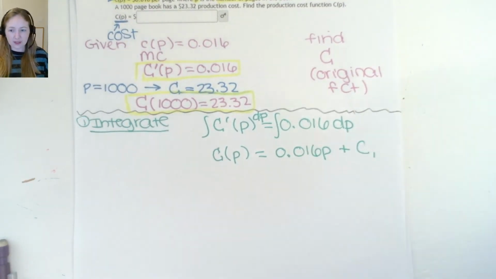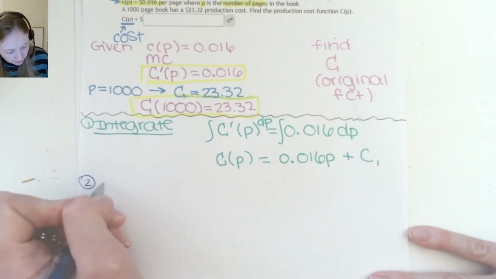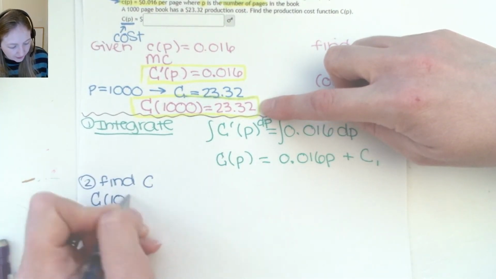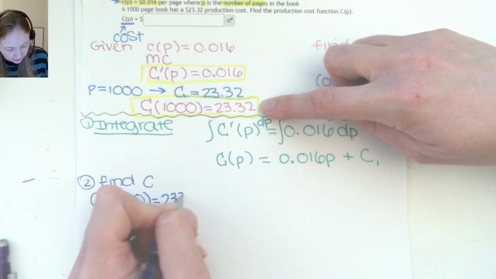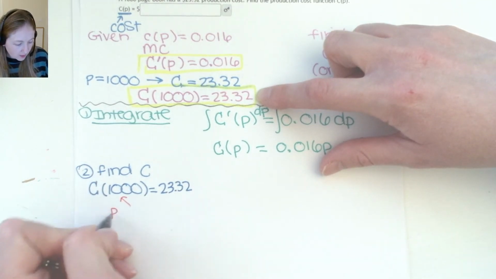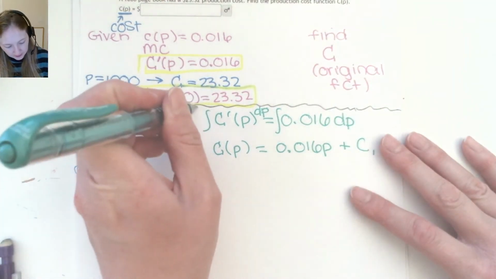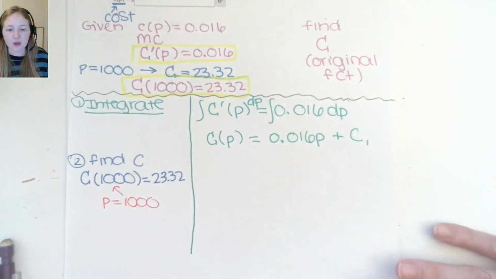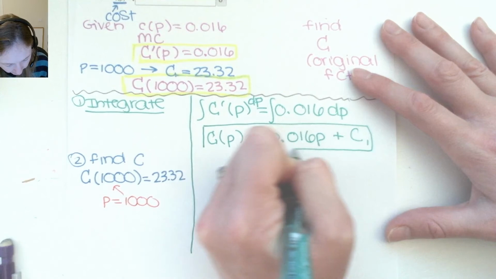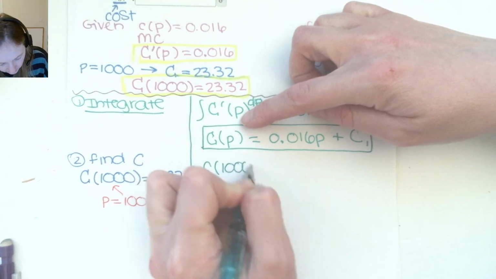All right, so we have integrated, good job. Now what we're going to do is find our C. The way we're going to find our C value is using that initial condition. It was C of 1,000 is equal to 23.32. So here the input is 1,000. That's what we're going to plug in for the variable. So again, these are the steps and then the work over here. We have our general solution. Now we're going to try to find our C value, so we're going to plug in our P of 1,000.